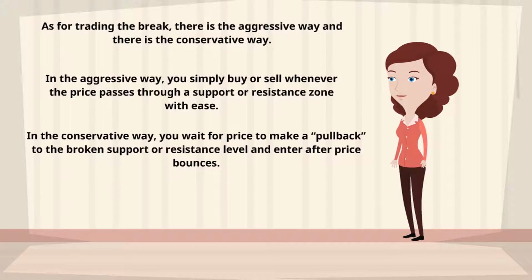As for trading the break, there is the aggressive way and there is the conservative way. In the aggressive way, you simply buy or sell whenever the price passes through a support or resistance zone with ease. In the conservative way, you wait for price to make a pullback to the broken support or resistance level and enter after price bounces.